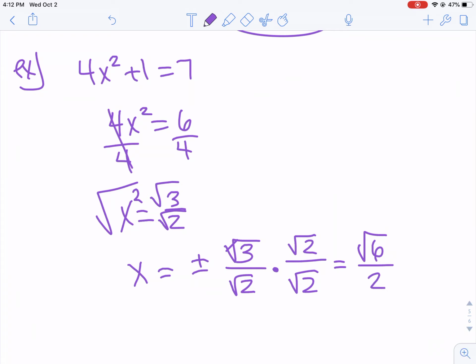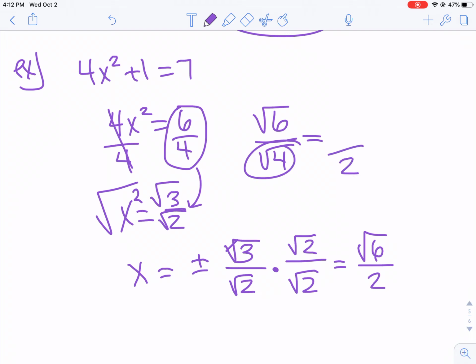Now, what you could have done instead of what I did, where I simplified 6 over 4 to be 3 over 2, is leave it like this and do the square root of 6 over the square root of 4. Well, we know the square root of 4 is 2, so we could have done it that way as well. It doesn't always work that way. I like to simplify mine and then do it, but sometimes it bites me because then I could have done it an easier way.